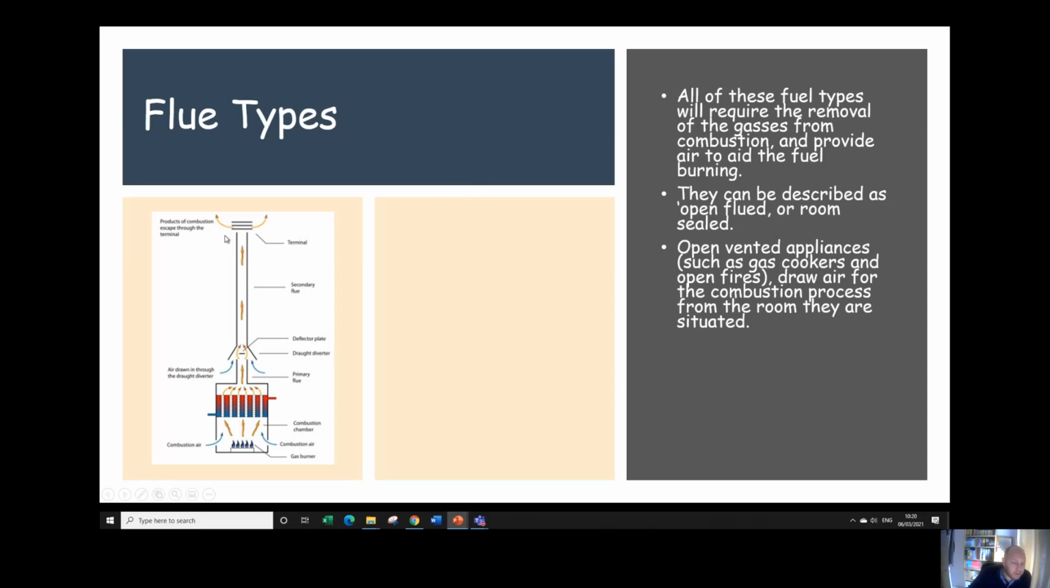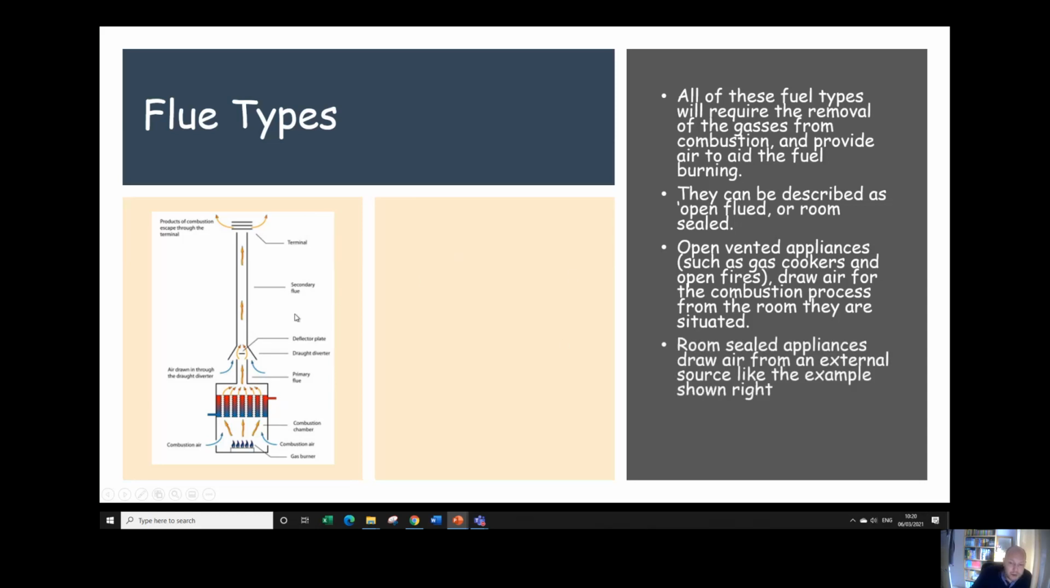Open flued appliances, for example gas cookers and open fires, take air from the room they're situated in. You can see an example here of an open flued appliance. The air for the combustion process is coming from the room where it's in, and the combustion gases are going through a flue to the outside air. Flue is another name for a chimney, I suppose.